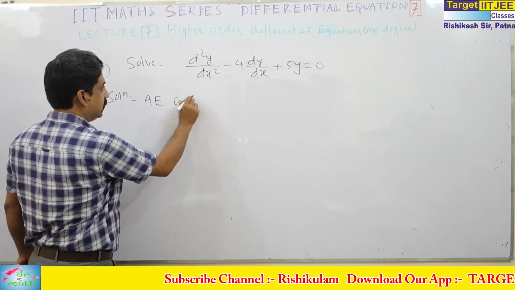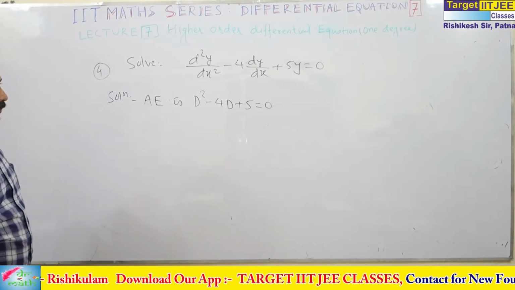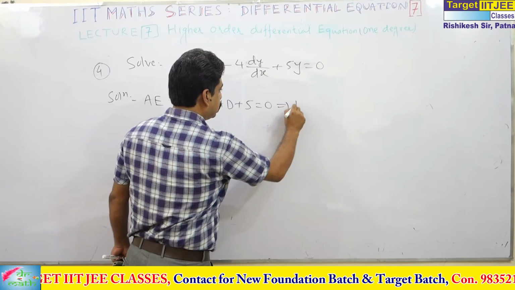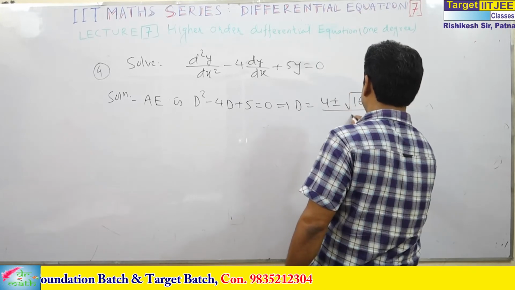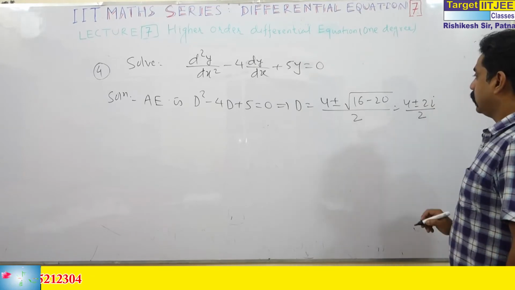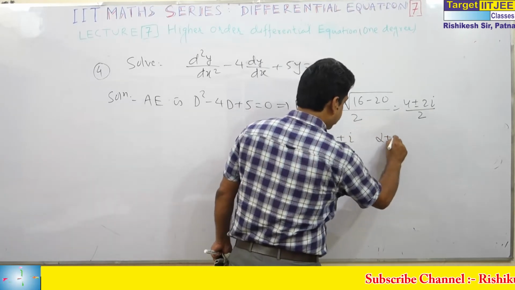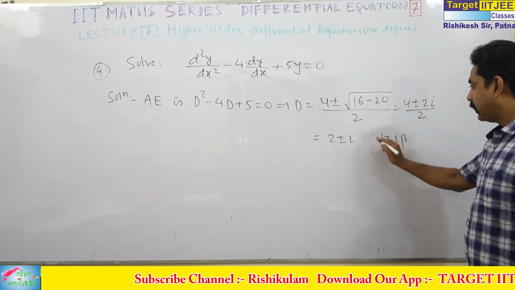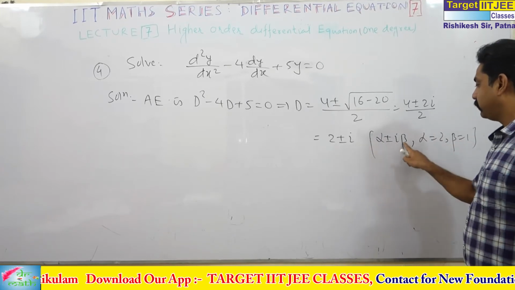This auxiliary equation is d square minus 4d plus 5 equals 0. This is d square, this is d, and remove y, this is 5. Solve it. Actually this is 4 plus minus square root of 16 minus 20 by 2. Am I correct? This is 4 plus minus 2 iota by 2, that is 2 plus minus iota, which means alpha plus minus iota beta. If we compare it, it gives alpha is 2 and beta is 1, plus minus 1.